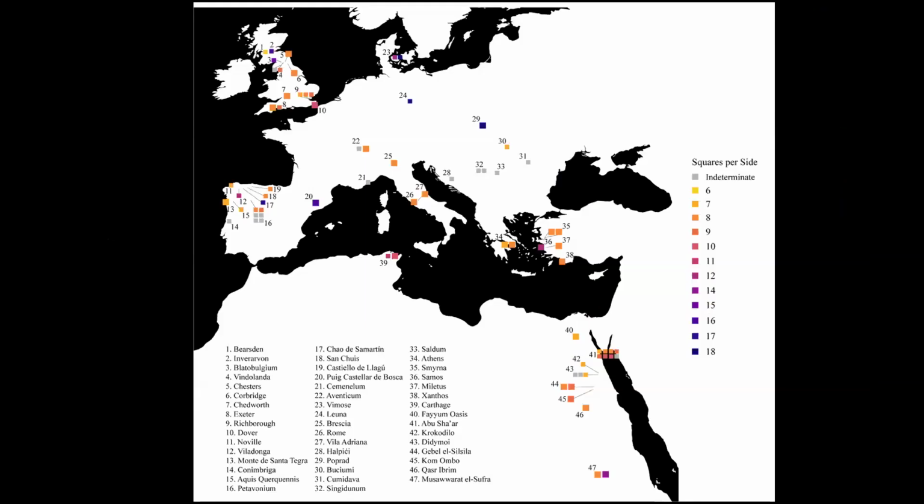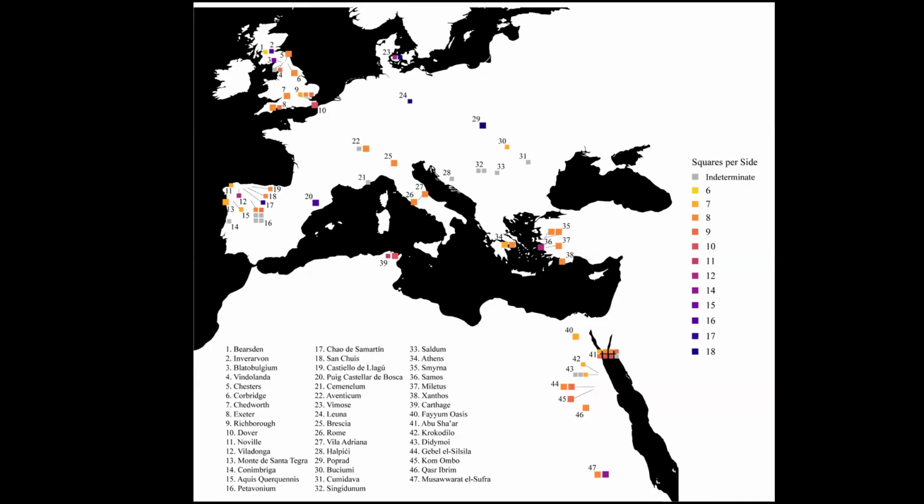So here is a distribution of the game boards that have been found, with colors representing the size. The yellows and oranges are the smaller boards. The blues and purples are the bigger ones. And what you can see from this distribution already is that a lot of the bluer and purple ones are, for those of us who are not archaeologists, borders of the empire are about like this. It goes along the Rhine and the Danube in Europe, basically, and then up to Scotland and Britain.